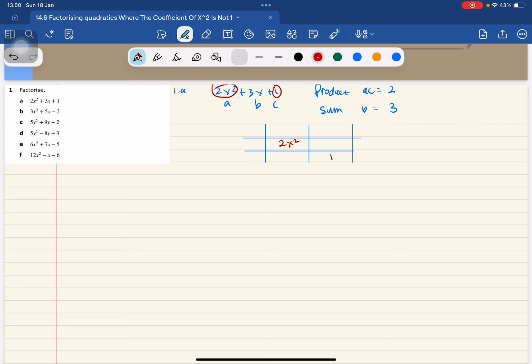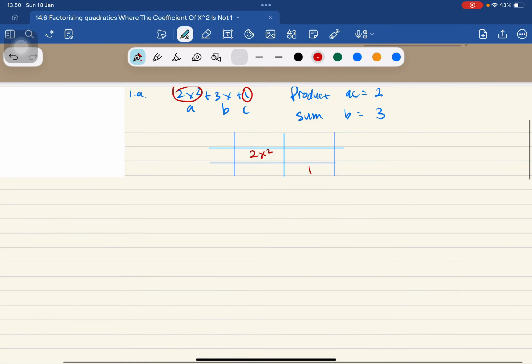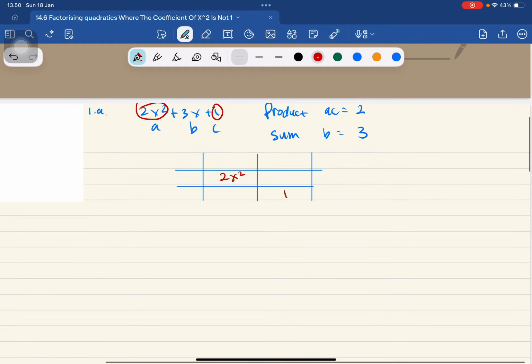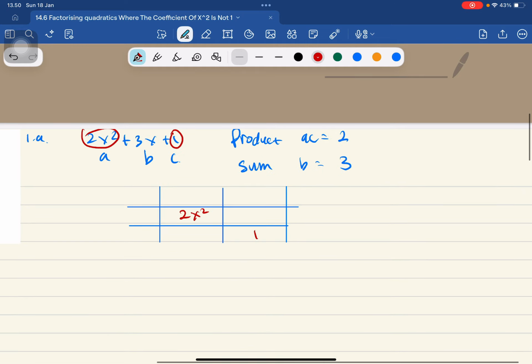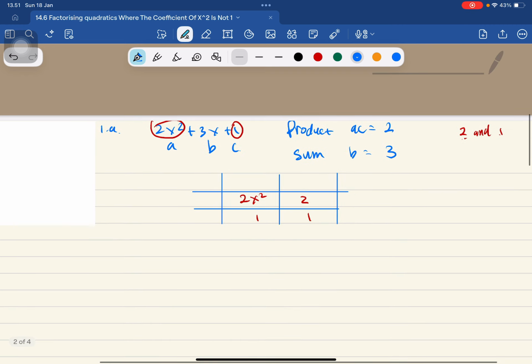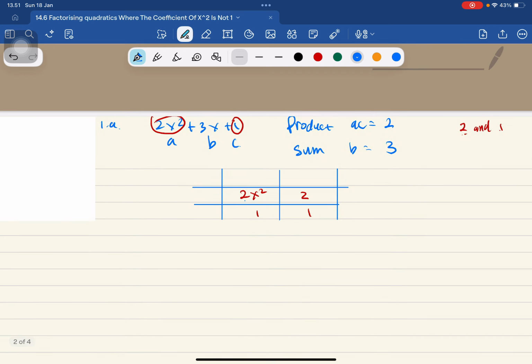We need to find the two numbers. When we add, it's going to be 3, and when we multiply, it's going to be 2. So the two numbers are 2 and 1, as 2 times 1 equals 2 and 2 plus 1 equals 3. So we can write 2 and 1. Then just find the highest common factor of each. So in this table we will find 2x and 2. The highest common factor is 2. 1 and 1, the highest common factor is 1.